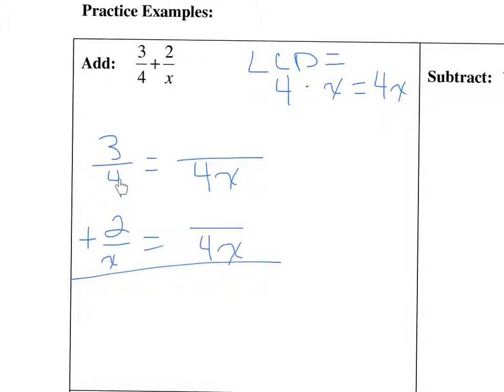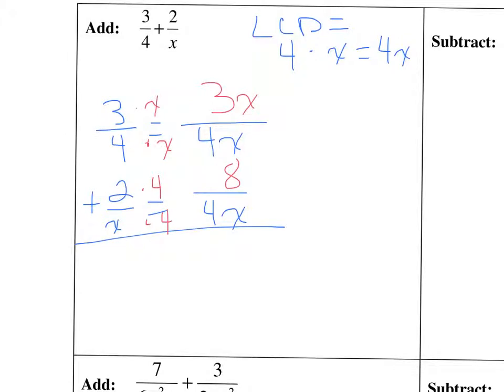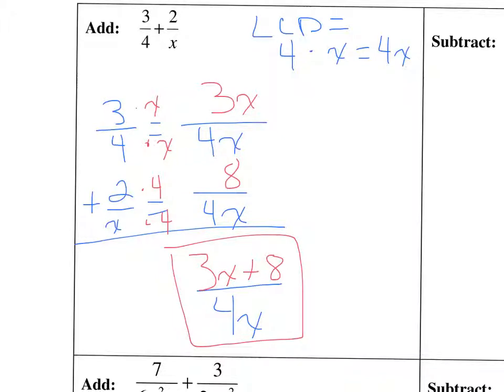All right, so 4 times what makes 4x? Well, 4 times x. And you have to do the same thing in the numerator. That gives you 3x. X times what makes 4x? X times 4. So you have to do the same thing in the numerator, and that will give you 8, 2 times 4. And now we're ready to add. So the denominator is 4x. The numerator is going to be 3x plus 8. And we're done.